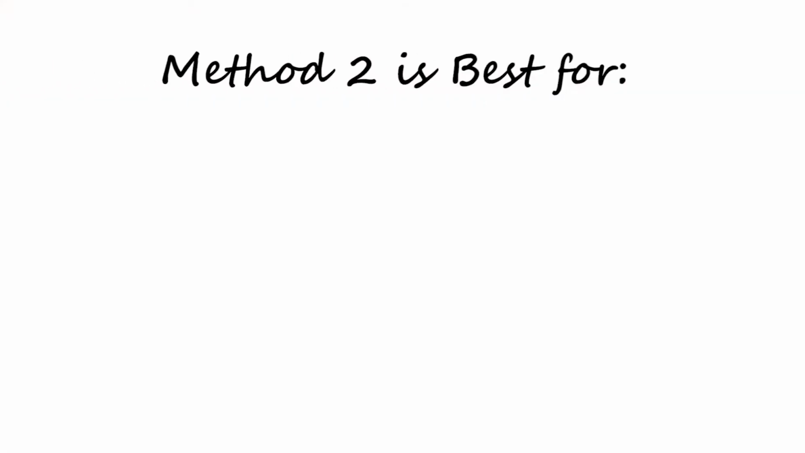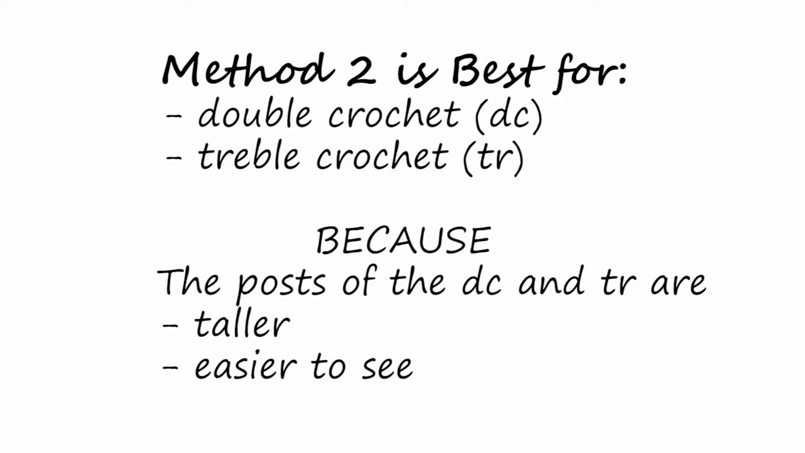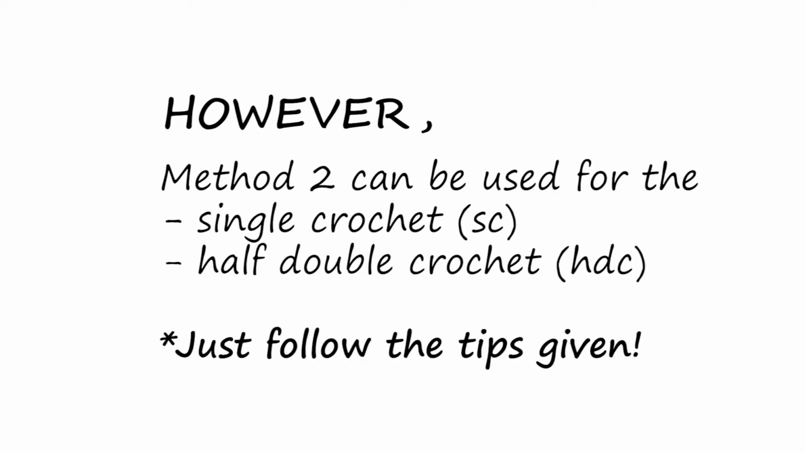And I must say, this method does work better for the bigger stitches, such as the double crochet and the treble crochet. And this is because their posts are much bigger and easier to spot, therefore easier to count. However, this does still work for smaller stitches. And if you follow the tips that I have for you, the single crochet and the half double crochet will be just as easy to count as those bigger stitches.